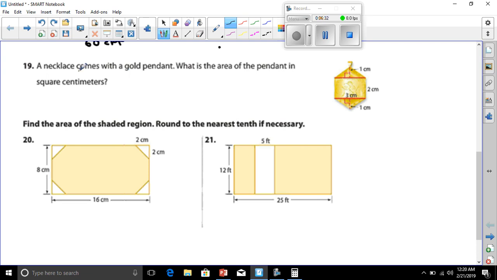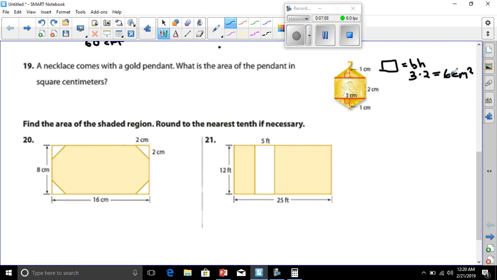Well, number 19 says a necklace comes with a gold pendant. What is the area of the pendant in square centimeters? Well, it's a lovely pendant here, but it consists of two triangles and one rectangle. Well, the rectangle is going to be easy to solve because a rectangle is just base times height. Well, the base of this is 3, and the height is 2. So that's 3 times 2. That'd be 6. 6 centimeters squared.